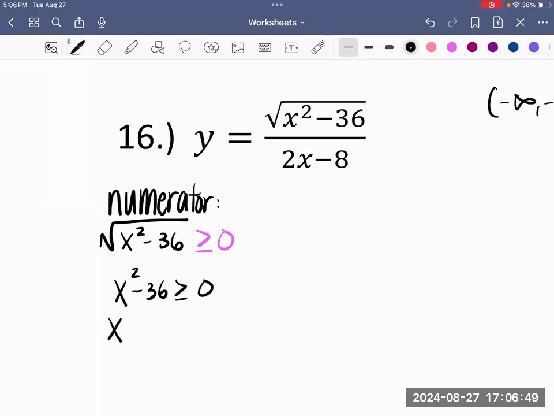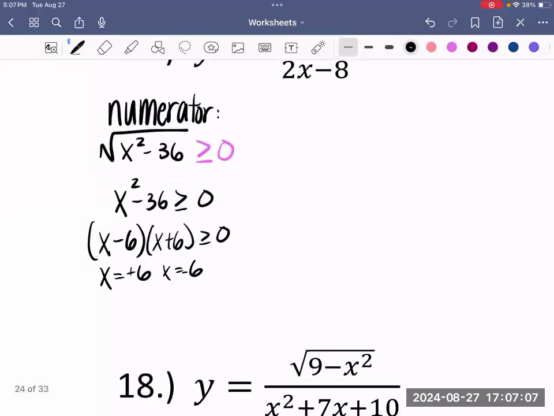I'll do it this way: x minus 6, x plus 6 is greater than or equal to 0. So x can be negative 6 and positive 6. I reversed those, I'm so sorry. So we can go ahead and test those numerical values if we want.